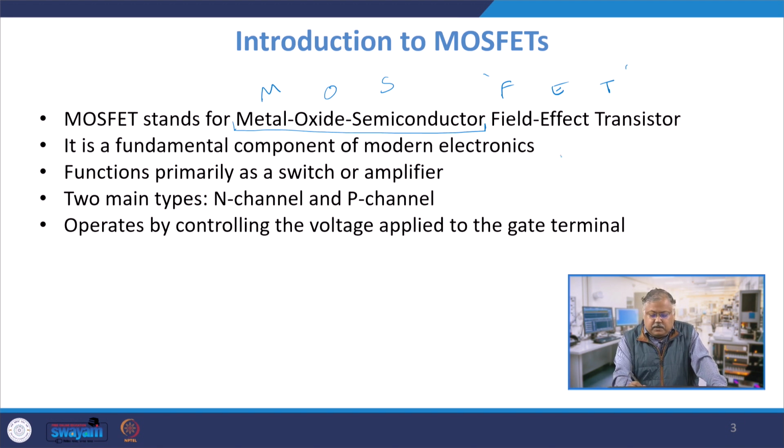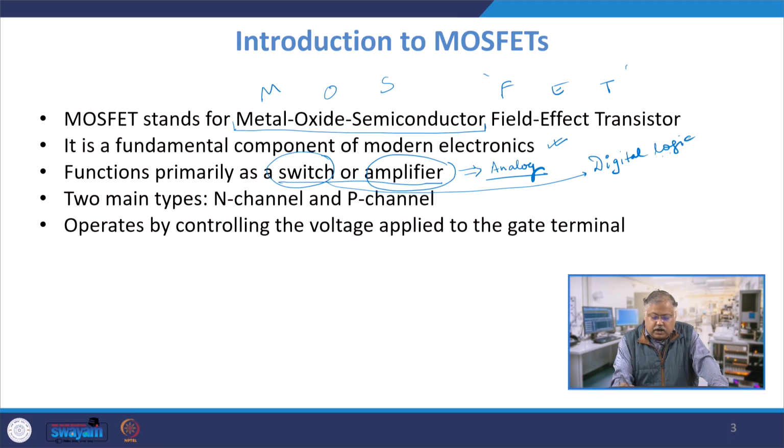It is one of the most fundamental components of modern electronics for sure, and it can be used both as a switch and as an amplifier. When you talk of an amplifier, this is where we talk about the analog domain, and we can use an analog signal to amplify an analog signal and get the output. Switches are generally used for digital logic. So, for both applications, digital logic or analog, the MOSFET is a well defined structure and a well defined device which has been there.